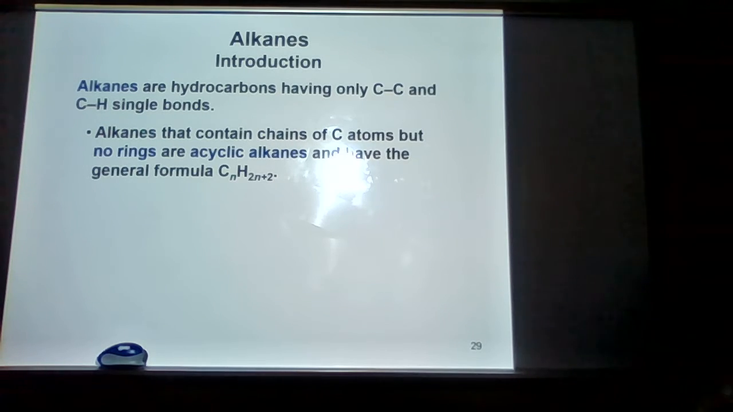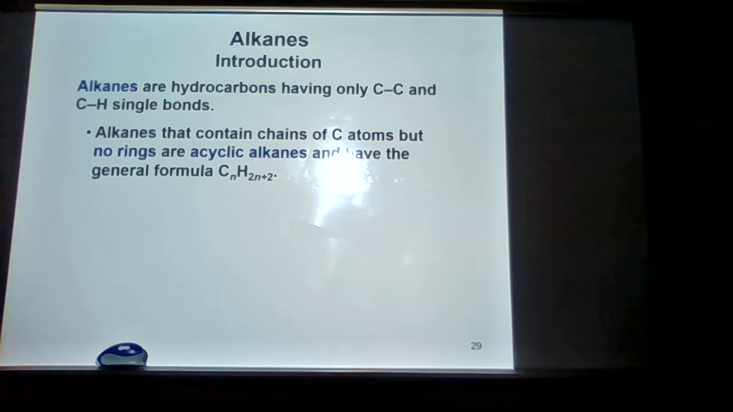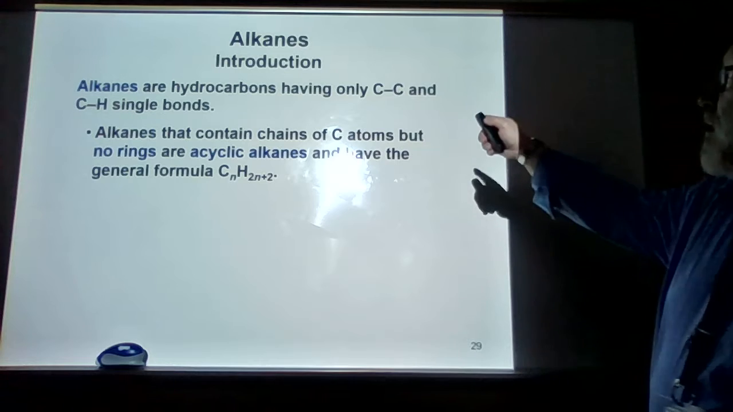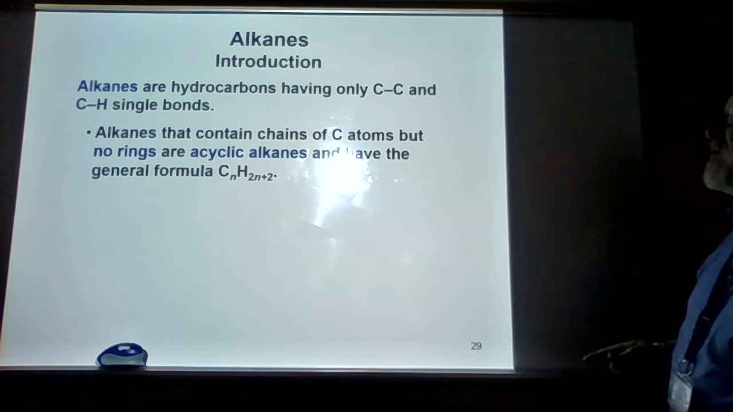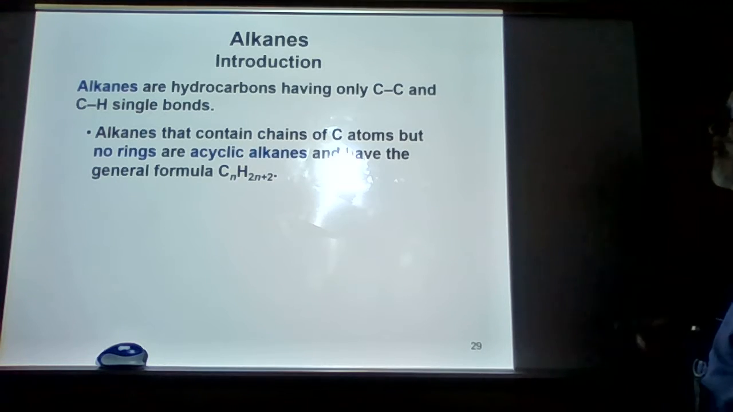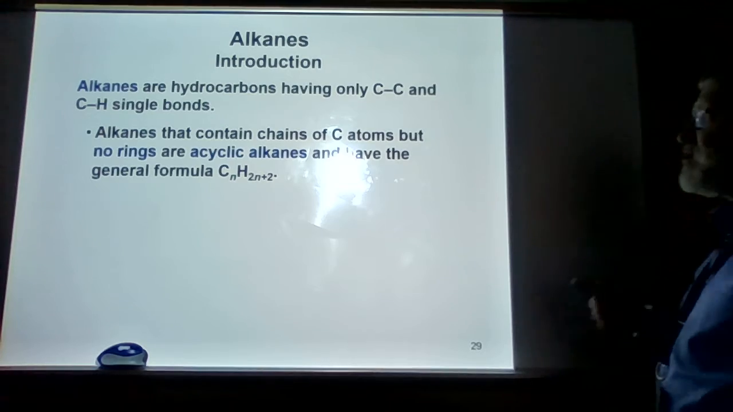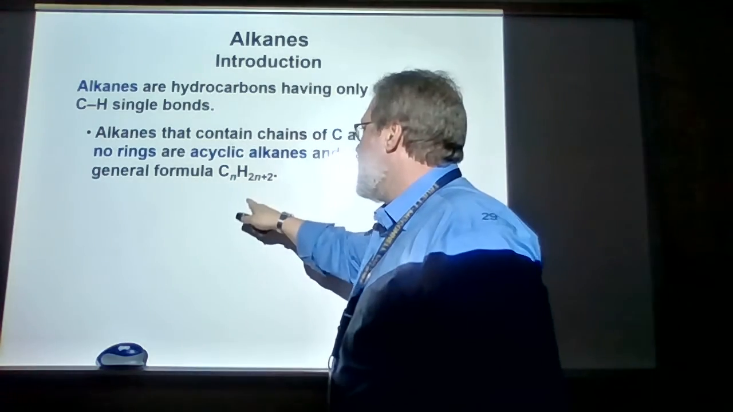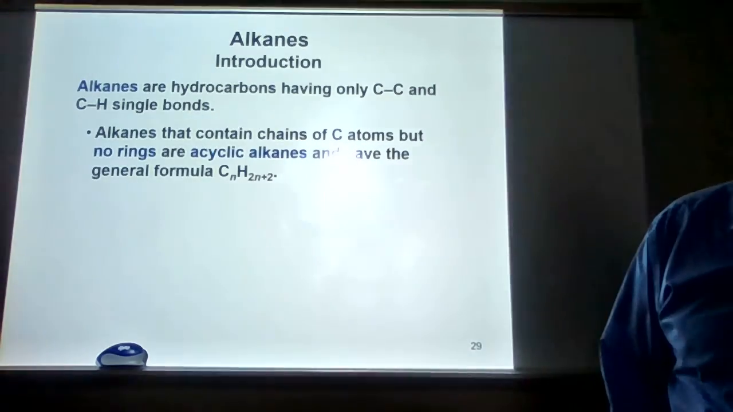So we've talked about this. Alkanes are hydrocarbons. Those compounds that have carbon-hydrogen bonds only. Everything is a single bond. Alkanes only have carbon-carbon and carbon-hydrogen single bonds. Alkanes that contain chains of carbons but no rings are called acyclic alkanes. These compounds have the general formula C sub N H 2N plus 2. So let's do some examples of this to confirm this for you.